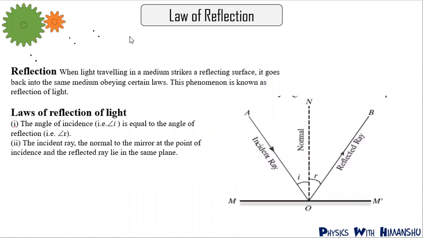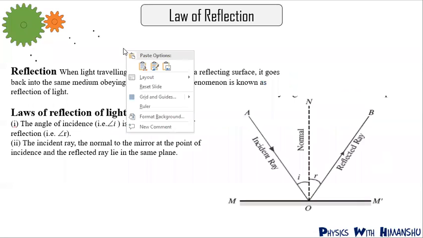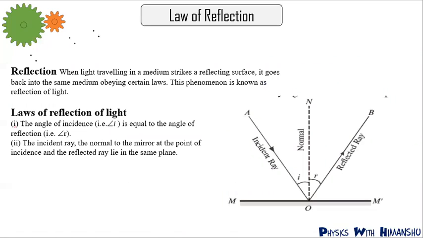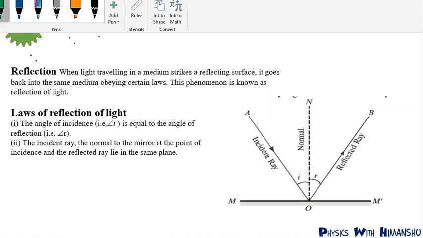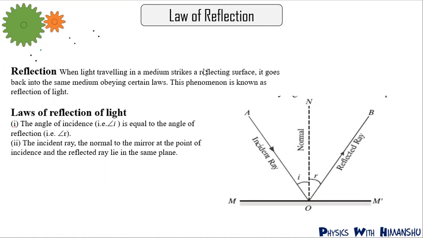Okay, so what is reflection? When light is traveling in a medium and it bounces back into the same medium, suppose this is your reflecting surface, and suppose light is traveling like this and it is bouncing back in the same medium, then this phenomenon is known as reflection. Okay, remember, in reflection, neither your velocity changes, nor your frequency changes.